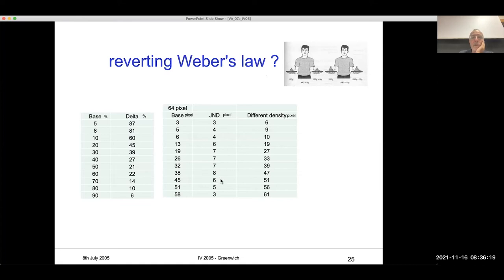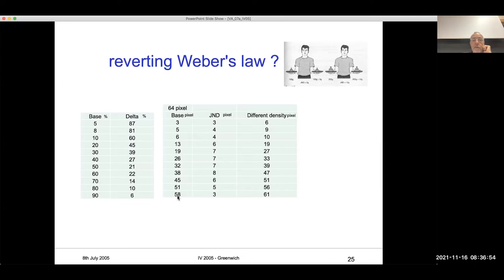But here, after having 7, 8, we see something strange. The number of pixels needed to make the user perceive the difference is decreasing: 6, 4, 3. Getting this surprising result. If you have a sample area with 3 pixels, we need to add 3 pixels to perceive a difference. If we have a sample area with 58 pixels, we have to add the same number of pixels. You are able to distinguish 58 from 61.